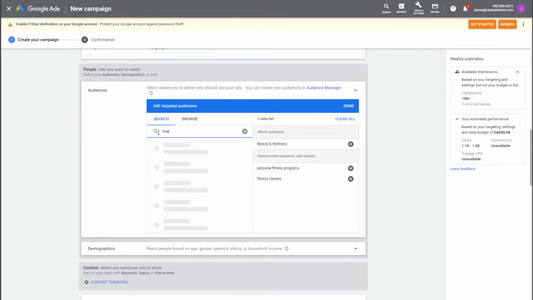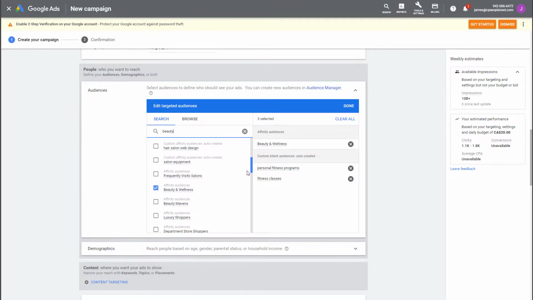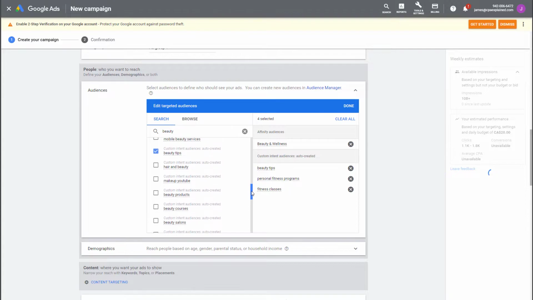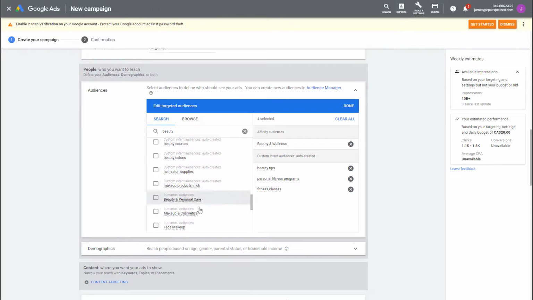Look at beauty as well. So we'll look at beauty and take a look here and see what comes up. What I'm doing is just looking for things that would make sense. Something like beauty tips. So yes, if they're interested in beauty tips, they want to look better. They're looking at improving how they look. That's the kind of person I'm trying to promote to. Beauty and personal care, makeup, cosmetics, skincare products. That's a good one.